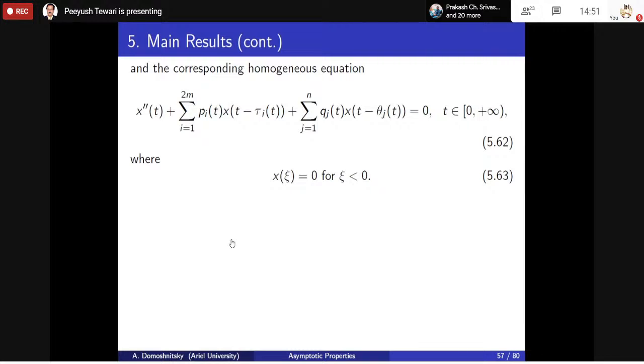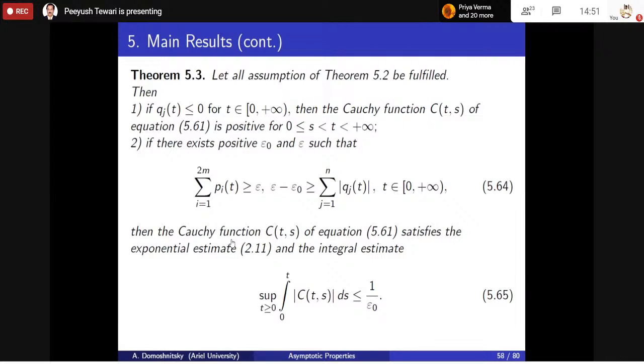And consider now this homogeneous equation. Next, please. And we have the assertion that if Q is negative, the Cauchy function is positive if the condition of the previous theorem is fulfilled, and if we have condition 5.64, we also have exponential stability.